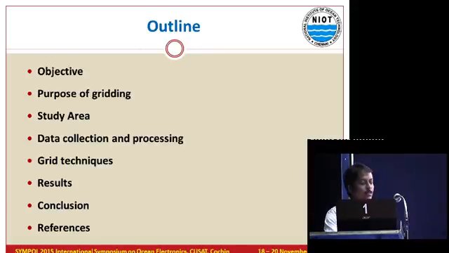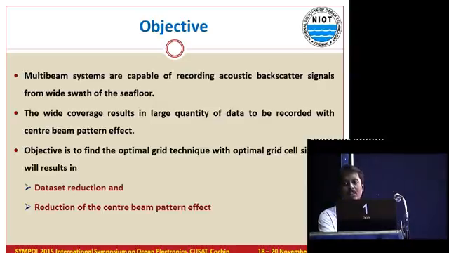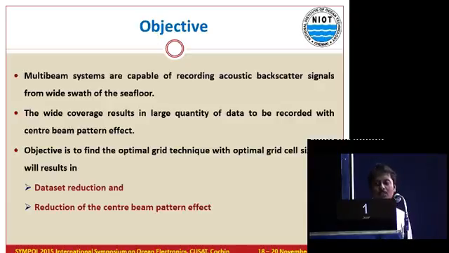In the objective, in fact, multi-beam systems are capable of recording acoustic signals from a wide sea floor. Because of the wide coverage of the sea floor, large quantities of data will be recorded. But while recording, a center beam pattern will be there. So we made our objective to find the optimal gridding technique with the optimal grid size that will reduce the center beam pattern effect.